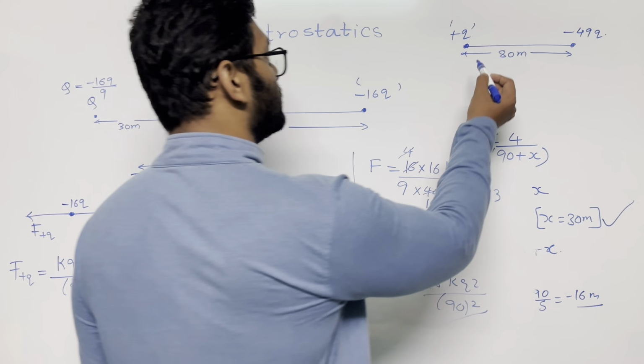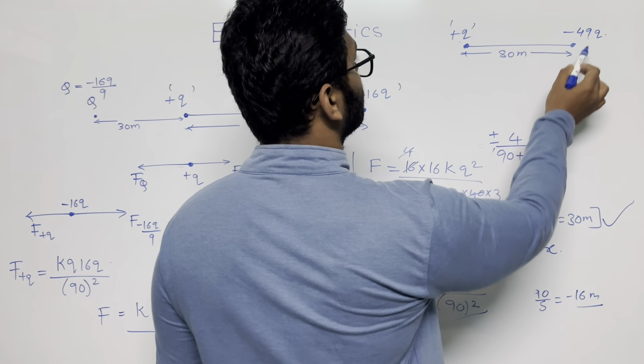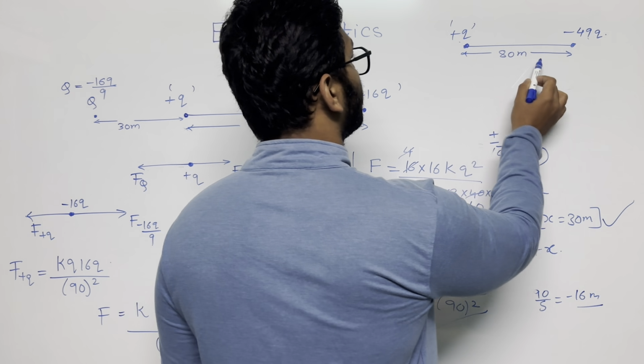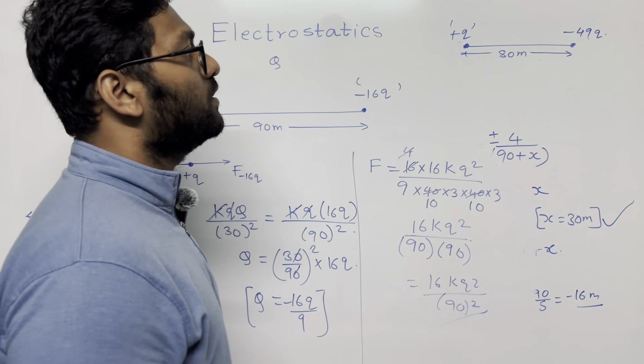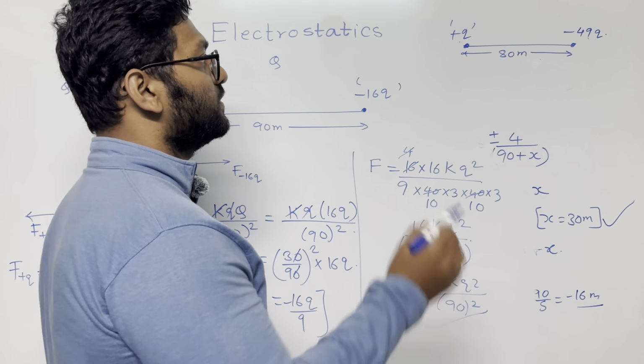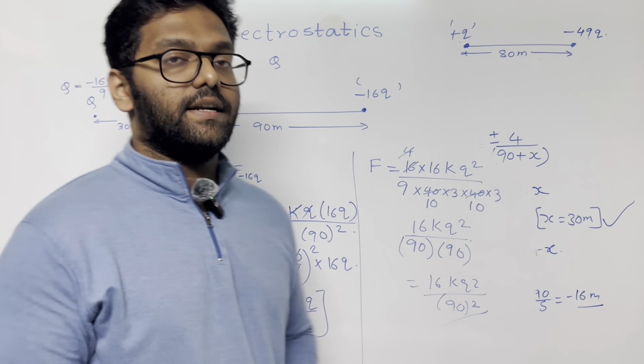Okay, you can try this question I have written over here, where this is plus q, minus 49q, and they are separated by 80 meter. You have to find out the place at which the new charge should be placed such that everything is in equilibrium. Find also the value of that charge, okay, and post that in the comment section.